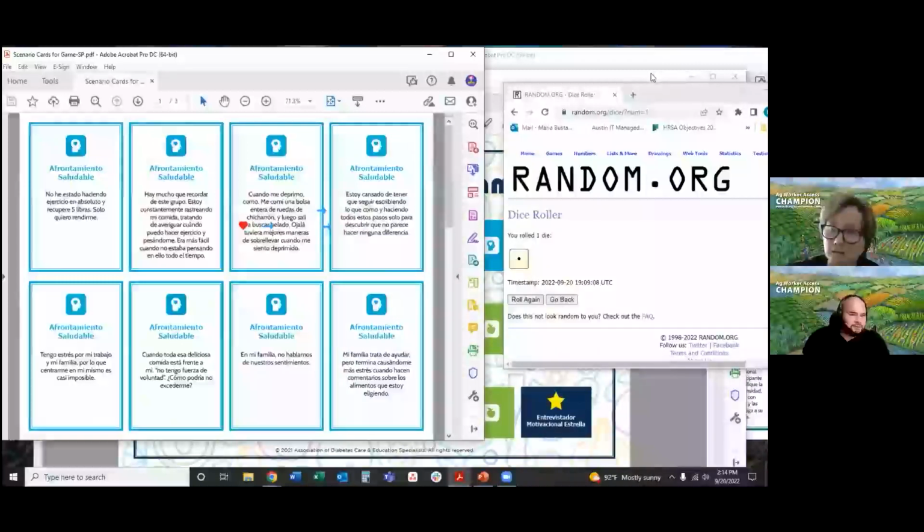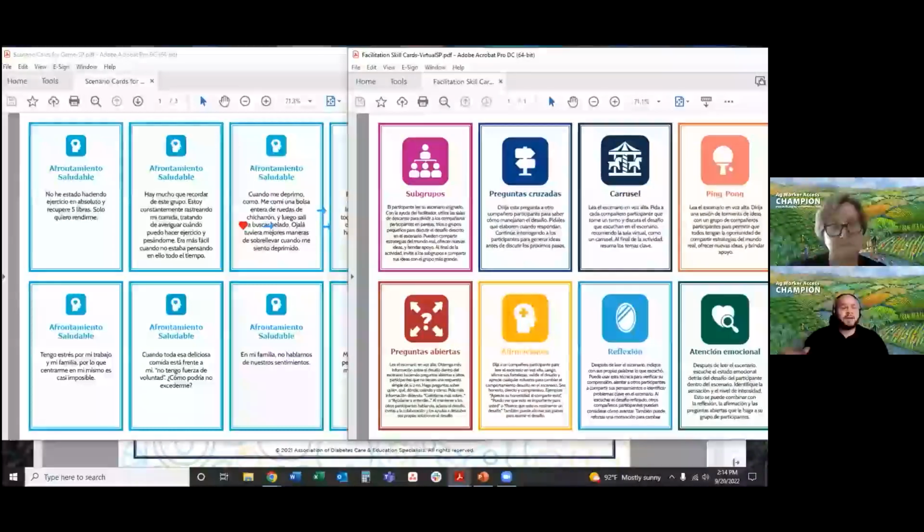Okay, here we go. So let's see. Healthy coping. The first one says, I have not been exercising at all. I gained 5 pounds back. I just want to give up. So now that we have the scenario, Maria will assign a technique.